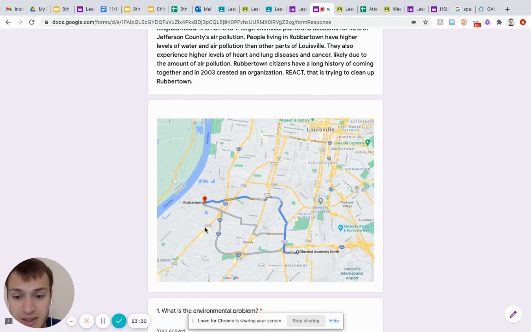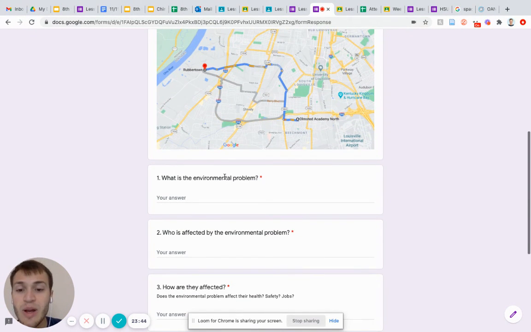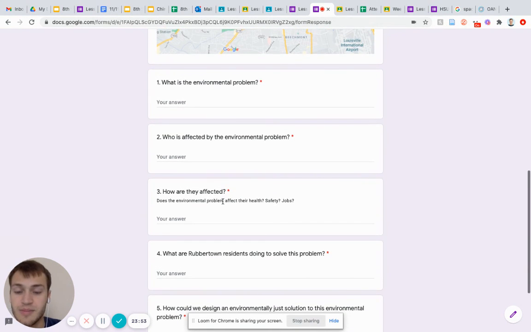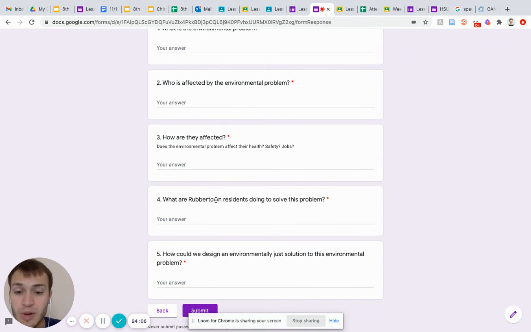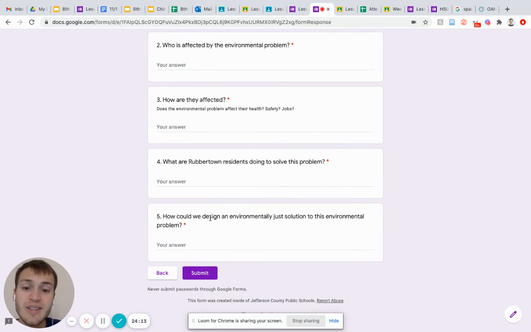So here's a map showing you where Rubbertown is. It's kind of over here. It is west of Shively, and I think it's like a 10-minute drive from Olmsted North. So number 1, what is the environmental problem? Number 2, who is affected by the environmental problem? Number 3, how are they affected? Does the environmental problem affect their health, safety, jobs? Number 4, what are Rubbertown residents doing to solve this problem? And number 5, how could we design an environmentally just solution to this environmental problem? Right, when you're done, go ahead and submit it.